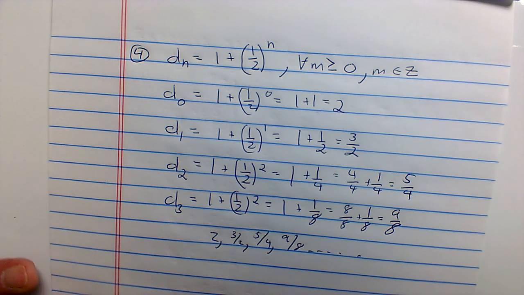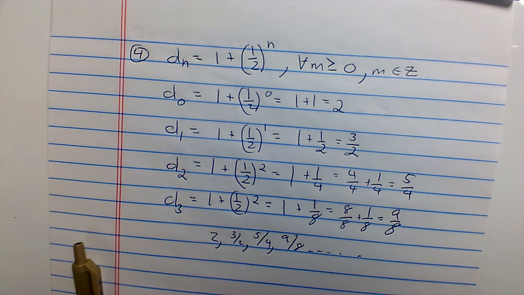Again, when you're given the explicit formula, it's pretty easy to get the pattern. However, if you were given the pattern, it's a little more difficult to get the explicit formula. We'll be examining how to come up with explicit formulas next.